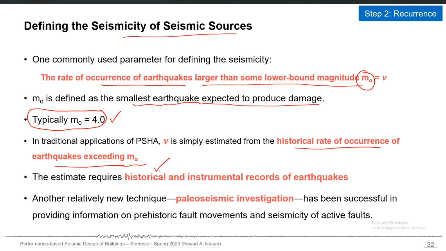First of all, the historical accounts of the past earthquakes, and the instrumental records also if they are available. So these are the two sources of historical earthquake data. Another important source can be the paleoseismic investigation. It is also a successful technique to provide information on prehistoric fault movements and the seismicity of active faults, and based on that study we can estimate the number and magnitude of earthquakes which that particular site has experienced in the past.